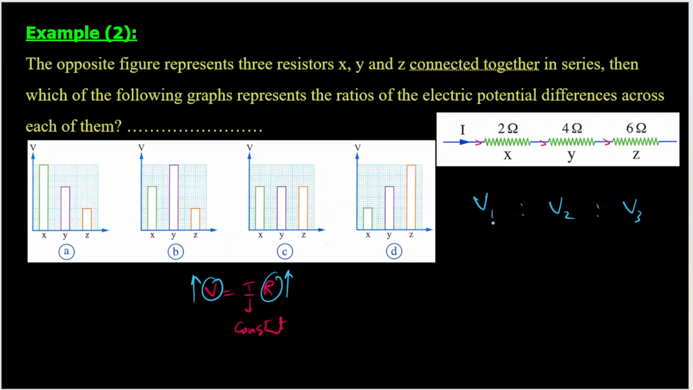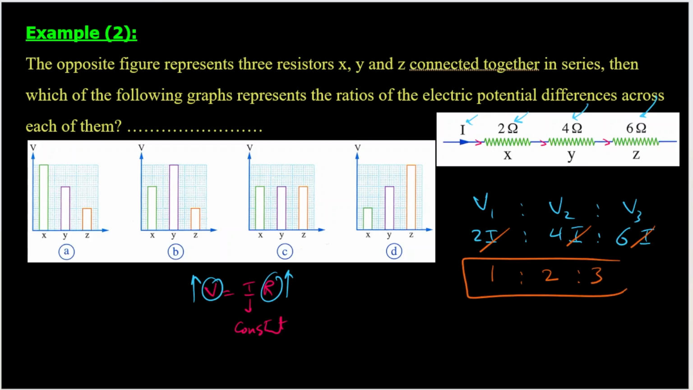Or you can just write V1 is equal to 2 times I, which is R times I. And this one is equal to 4 times I. And this one is equal to 6 times I. You can just cancel I, and you can divide by 2. 2 divided by 2 equals 1. 4 divided by 2 equals 2. 6 divided by 2 equals 3. So the ratio is 1 to 2 to 3. So this is wrong. This is also wrong. This is right. Because as you can see, we have one line, we have two lines, we have three lines. So the ratio between them is 1 to 2 to 3.